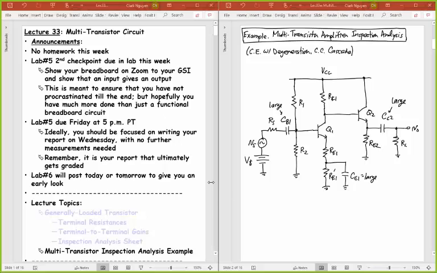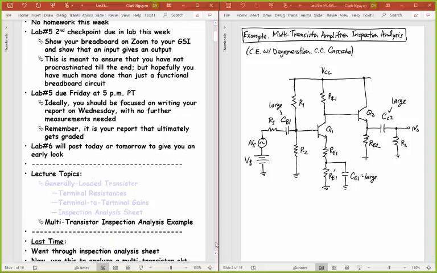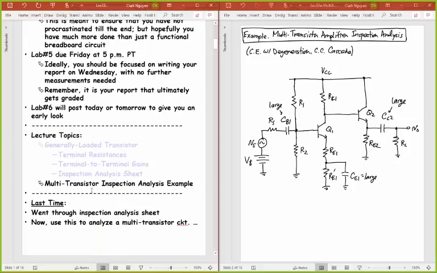All right, so let's talk lecture now. Let's move into the lecture. We're going to be doing a multi-transistor inspection analysis example, having completed all of this here: looking at the generally loaded transistor, looking at expressions for terminal resistances and terminal-to-terminal gains, and then looking at that inspection analysis sheet, which is something that you probably want to memorize, at least some of those equations, because that will allow you to do an analysis very quickly in the future.